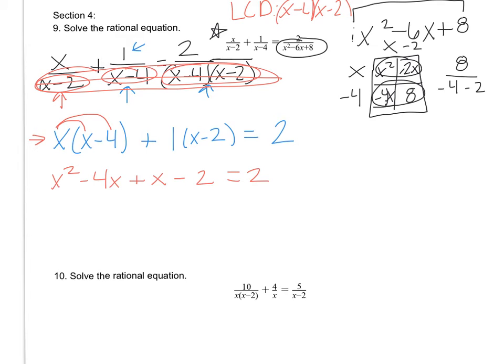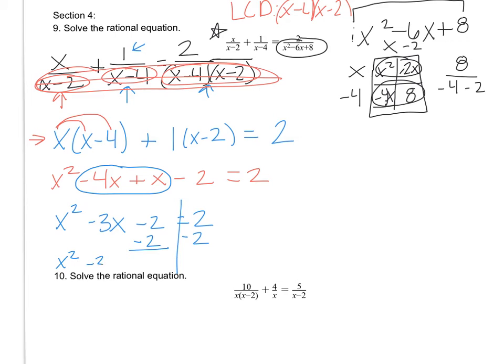There's an imaginary 1 in front of that x. And so I noticed these are actually like terms. And so now I've got x squared, and a negative 4x plus x is a negative 3x. And then that minus 2 comes down, that other 2 comes down. I'm going to subtract the 2 on one side, subtract the 2 from its like term on the other side, and now I have x squared minus 3x minus 4. And I have 0 over here.